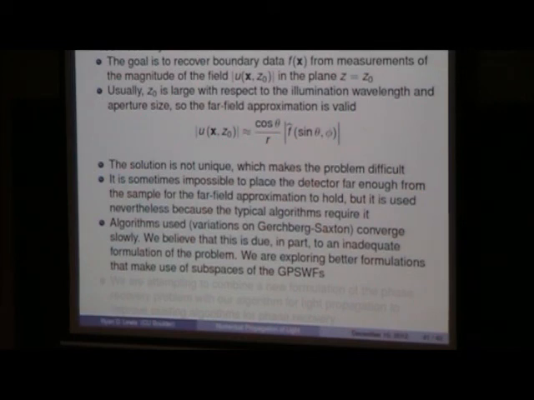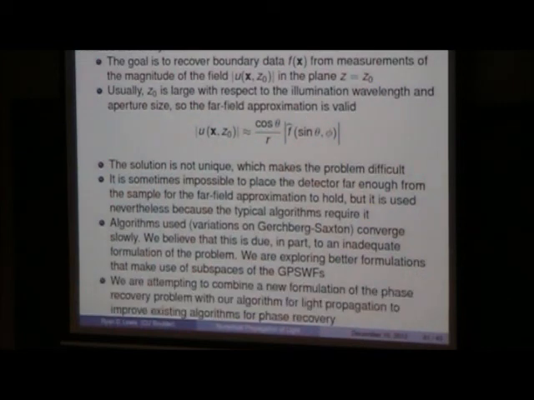So the algorithms often used are variations on the Gerchberg-Saxton algorithm, and they tend to converge slowly. We think that one reason for that is the way that the mathematical problem is formulated. So we're exploring better formulations of this mathematical problem that make use of the prolates. And we're attempting to combine a different formulation of this problem with our method for accurate propagation to improve algorithms for phase recovery.